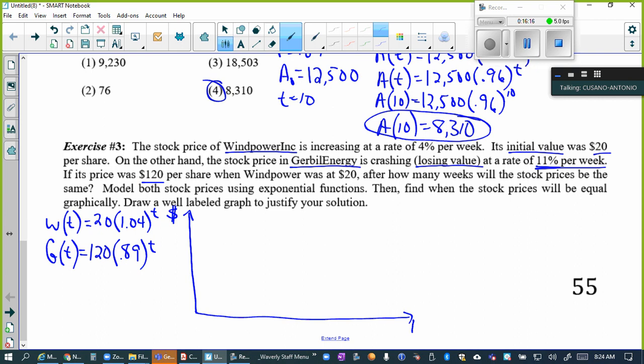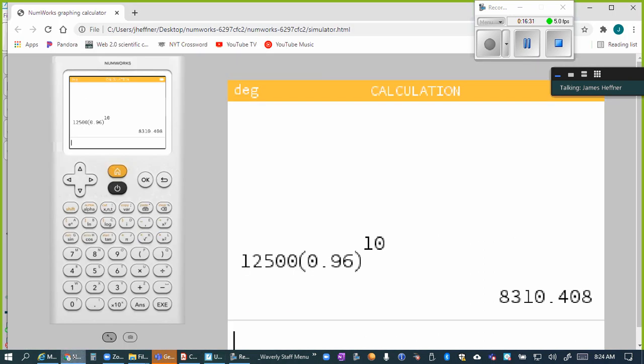The time. T, right? That's our input. So we're inputting time, right? And dollar value will be the output. Okay. So if you guys have your calculators on your screen, maybe you can follow along with me on this one. So let's go to that calculator.